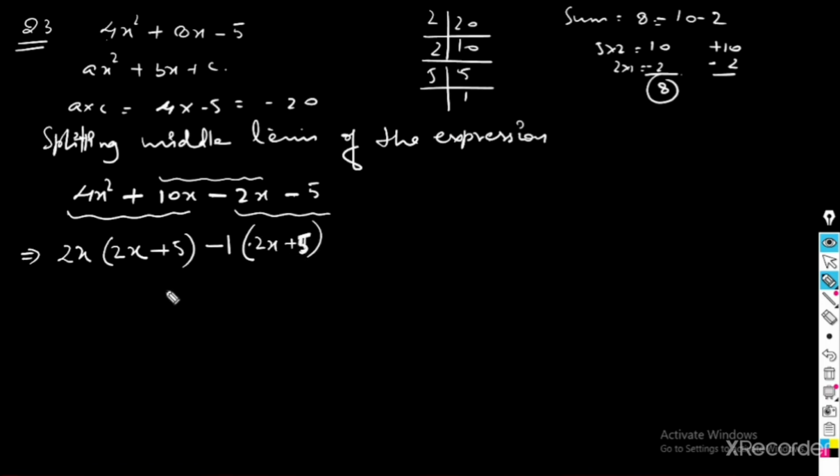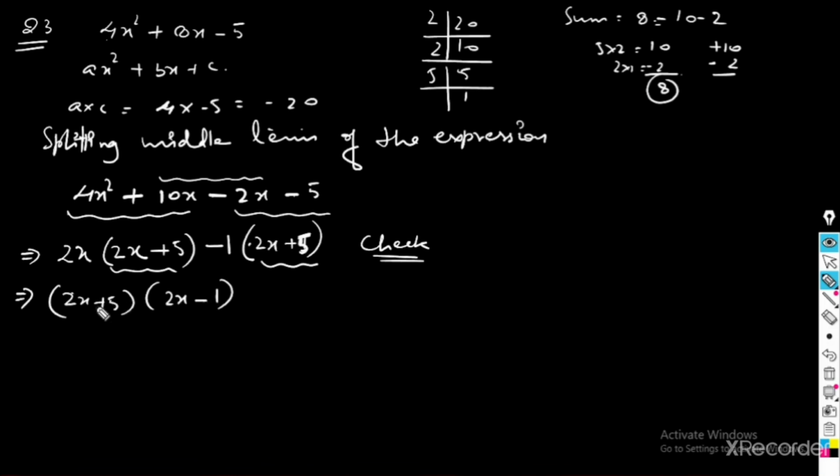So what do you have now? You have this 2x plus 5 and this 2x plus 5. It is a check for you that the brackets are the same. It means you are going on the right path. You are going to take these two as common. So it is 2x plus 5, and you have 2x minus 1. Understood? This is 2x plus 5. This is 2x minus 1.